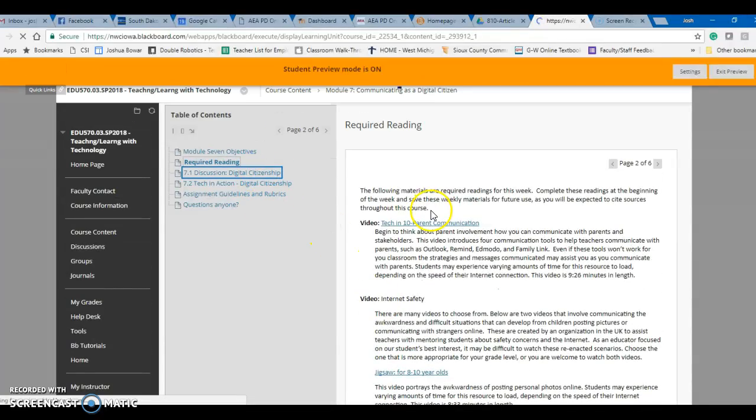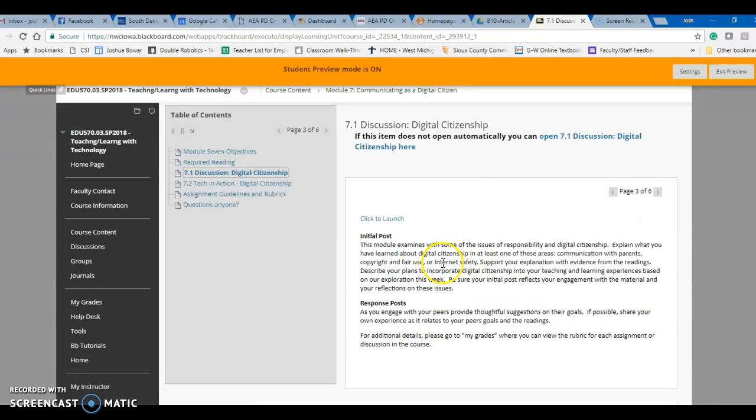The discussion. This module examines some of the issues of responsibility and digital citizenship. So read through this to describe for your initial post, and also make sure you have your response posts. A reminder that all initial posts should be done by Wednesday at midnight, and responses by Sunday at midnight.